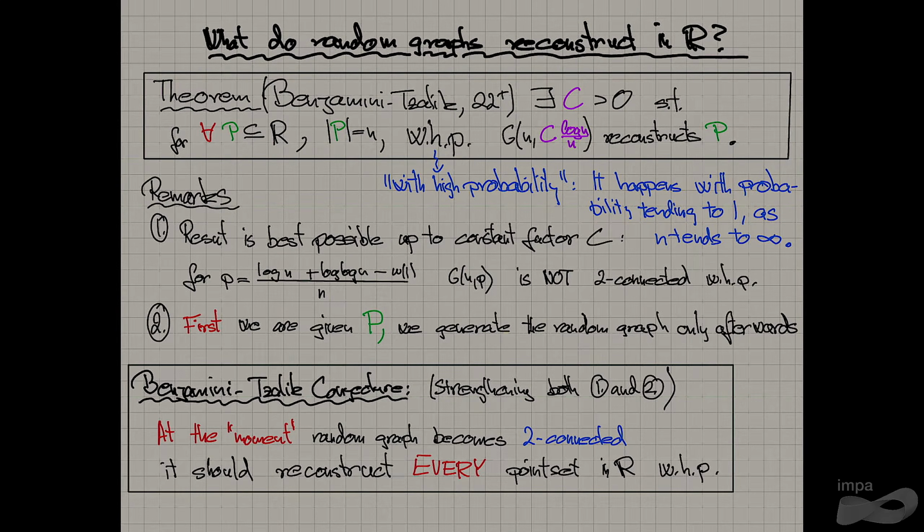So what they conjectured is that both of these should be fixable, namely that at the moment the random graph becomes two-connected, it should also reconstruct every point set in R immediately with high probability. Okay, so both of these should be improved together. Okay, is the statement clear? Okay.